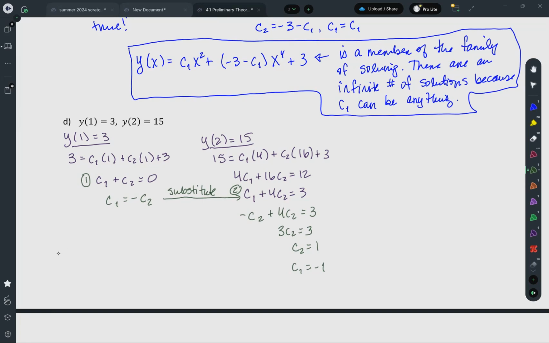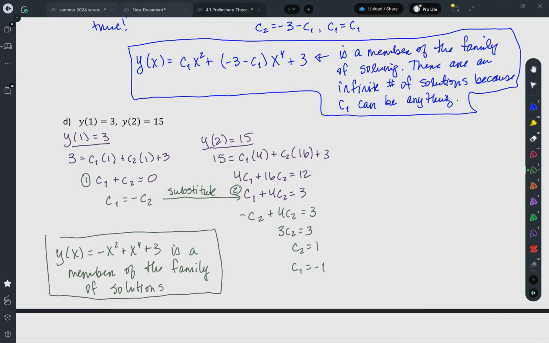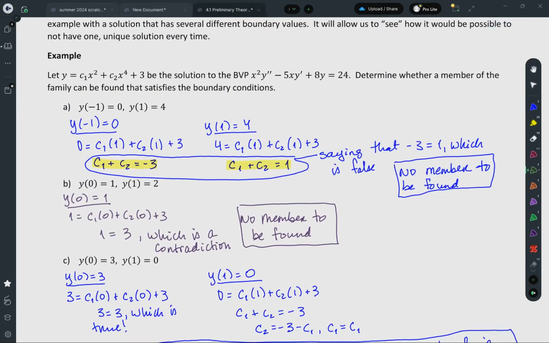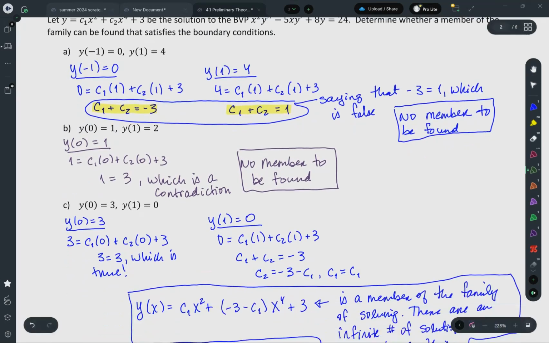So y of x is equal to a negative x squared plus x to the fourth plus 3, and this is a member of the family of solutions. Okay, so we saw one of each at least, and two with no members, just so you can see the couple of different ways that that comes up.